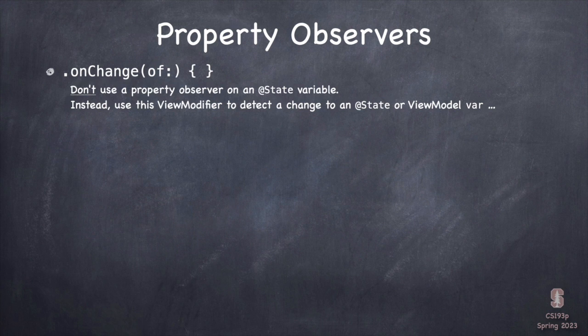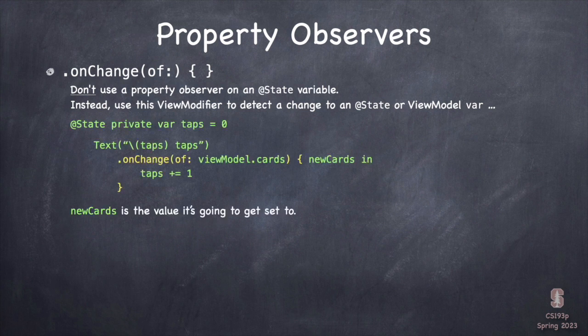So we don't use property observers in @State. Instead, we use something in our View called onChange(of:). It's a View modifier. You can put it on any View, and all it's going to do is execute this closure that comes with it whenever this changes. So this can be almost any expression in here, and if that changes, it's going to execute this closure.